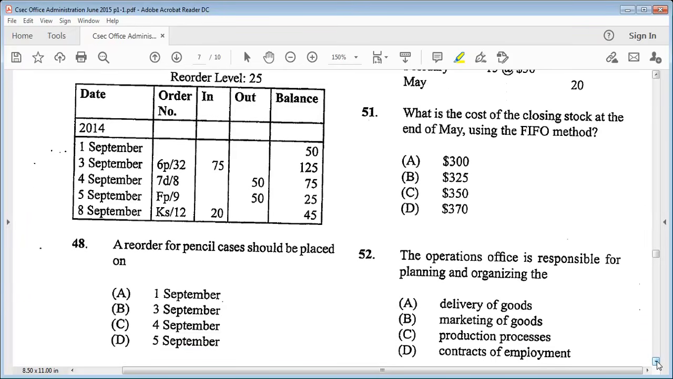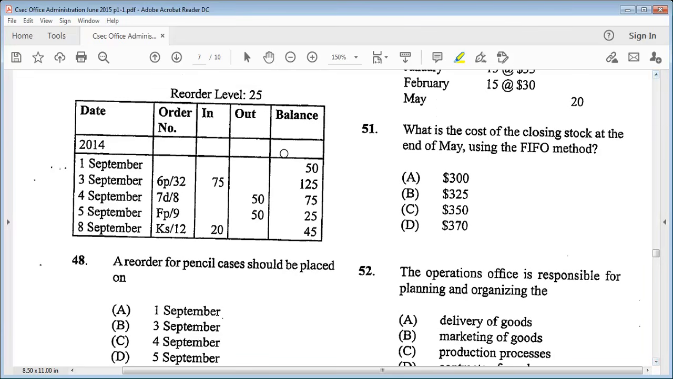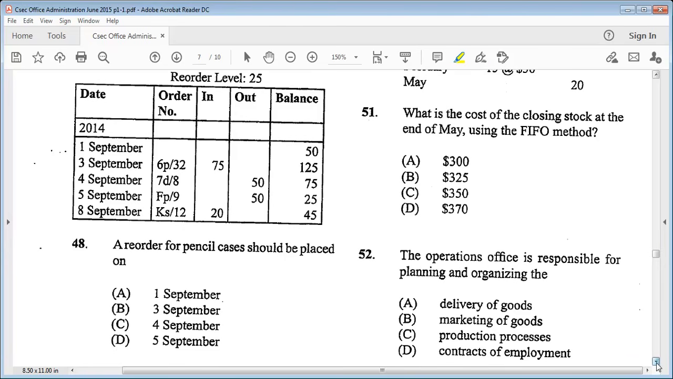Question 48 says, a reorder for pencil cases should be placed on A, 1st of September, B, 3rd of September, C, 4th of September, or D, 5th of September. So we know based on the diagram or stock record, it says the reorder level is 25. So let's look. On the 5th of September, it was 25. So we know that the 5th of September would be the time to reorder.